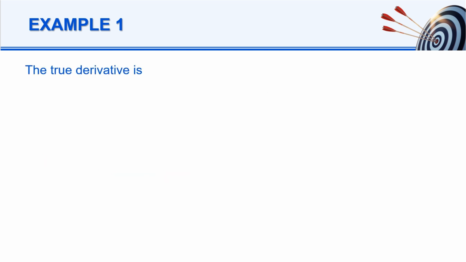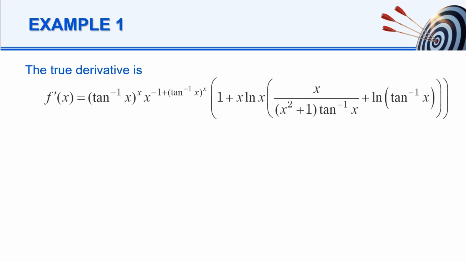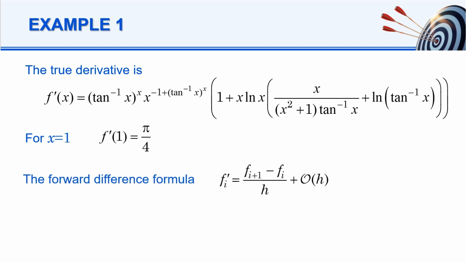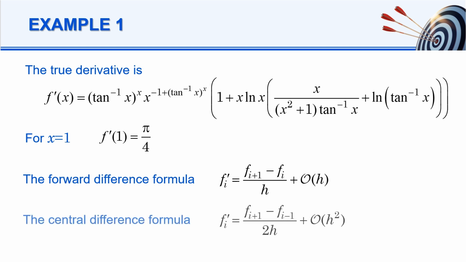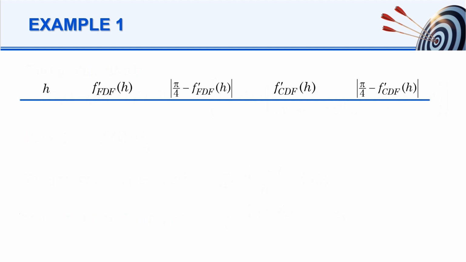The true derivative turns out to be long, involving complicated expressions. For x equals 1, the first derivative is pi over 4. We will use the forward difference formula, which is a first-order approximation, and the central difference formula, which is a second-order approximation. We will tabulate the approximations with both formulas along with the true errors.